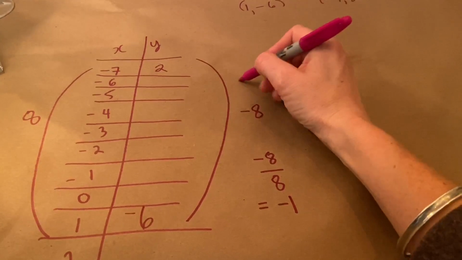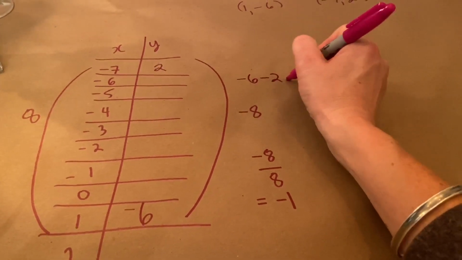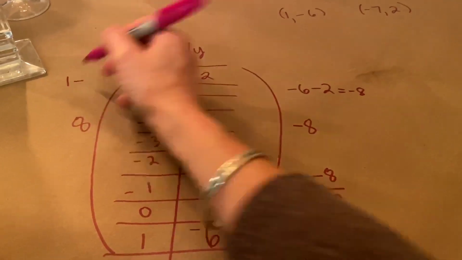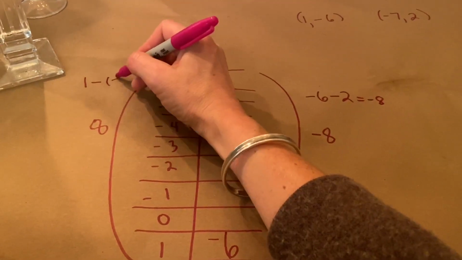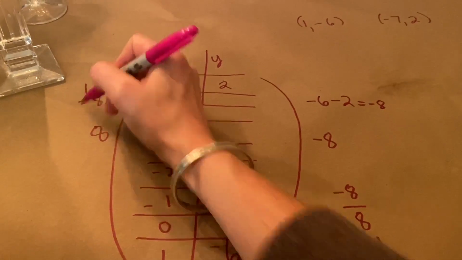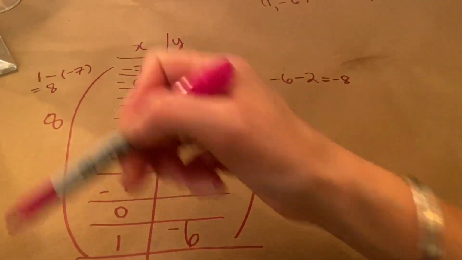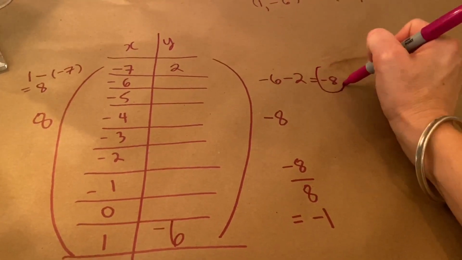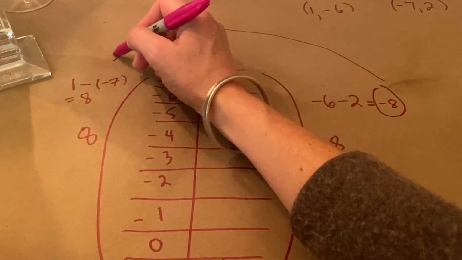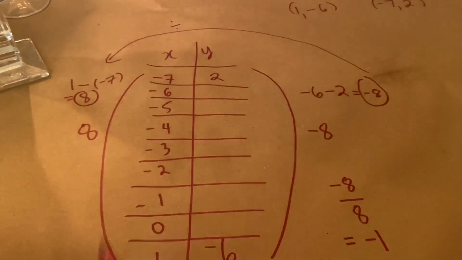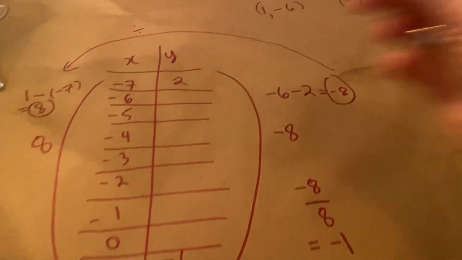I subtracted minus 6 minus 2, which gave me minus 8. And then I found this difference, 1 minus 7, which gave me 8. And then all I need to do to find my slope, once I found the differences, is take this number and divide it by this number. So negative 8 divided by 8 gives me negative 1, which means that every time it's dropping 1.